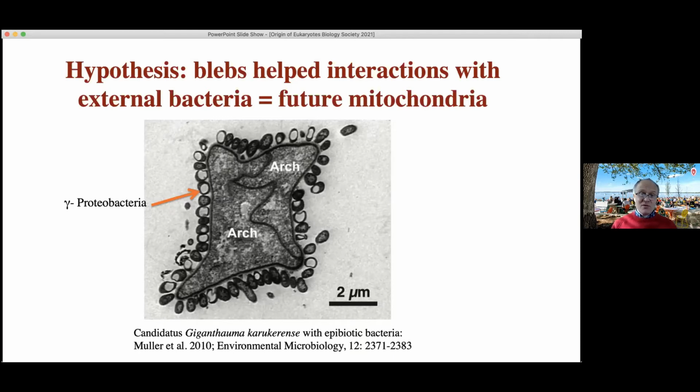So this is an example of a very large, filamentous archaeal species called Giganthauma. These are actually two archaeal cells stuck together, and they are usually found with a coating of a gamma proteobacteria. So this leads to the idea that if you have extracellular mutualists, there might be some benefit to expanding the surface area of the cell membrane in order to promote exchange of materials. So let me now talk you through the hypothesis.